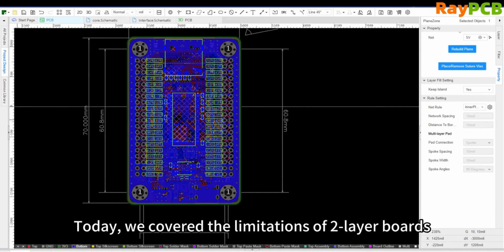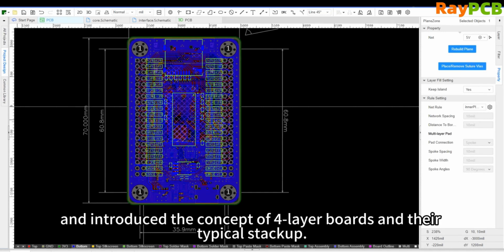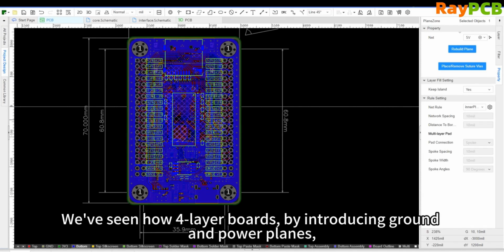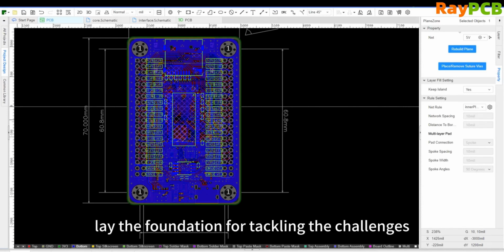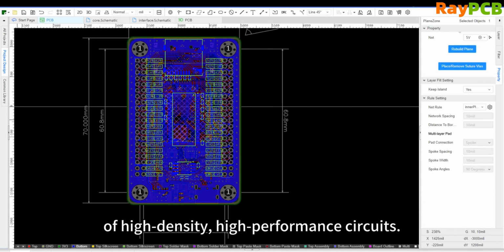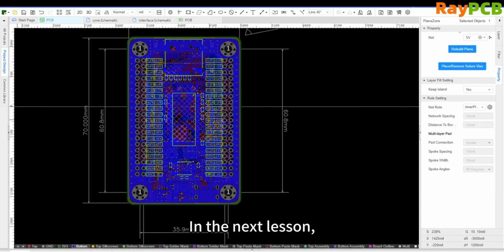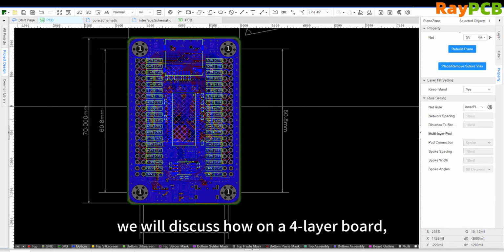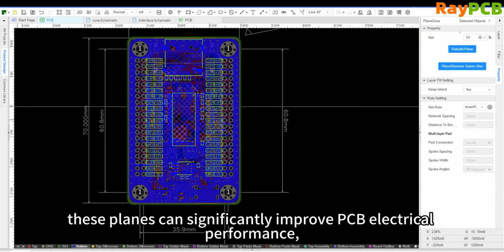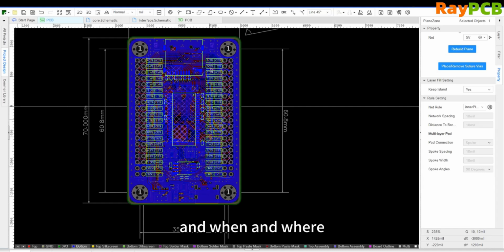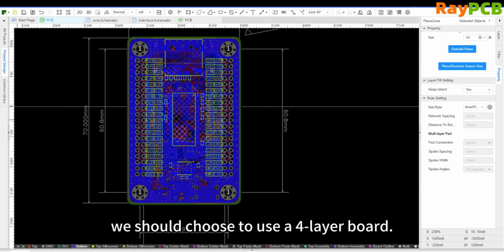Today we discussed the limitations of double-layer boards and introduced the concept of 4-layer boards along with their typical stack-up structure. We can see that by introducing ground and power planes, 4-layer boards lay the foundation for addressing the challenges of high-density and high-performance circuits. In the next lesson, we will explain how these planes in 4-layer boards significantly enhance the electrical performance of PCBs, as well as when and where we should choose to use 4-layer boards.